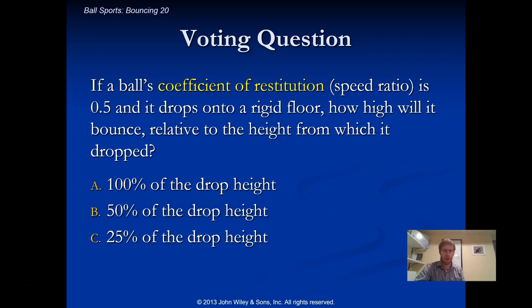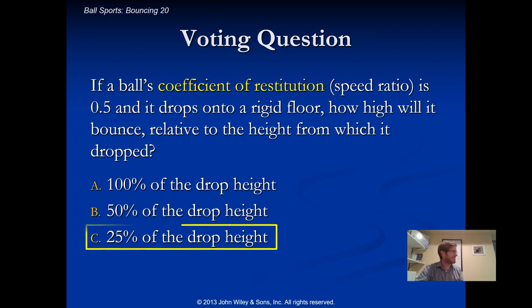All right. So next question. Now, if you have a ball and its coefficient of restitution is 0.5 and you dropped it onto a rigid floor, how high would it bounce relative to its original height? Again, take a vote, make a guess, 25%, 50%, or 100%.